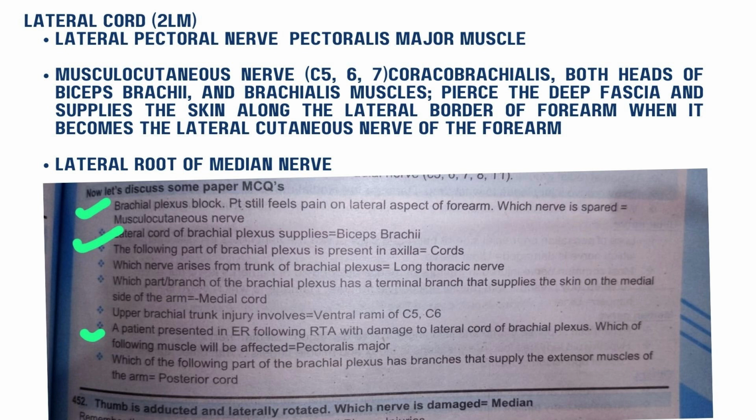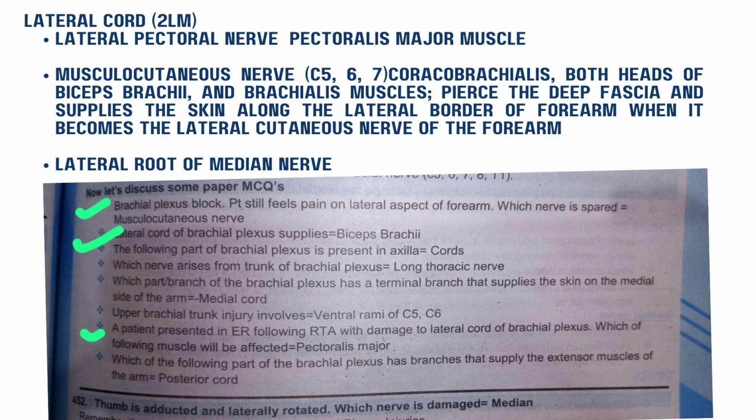So if an MCQ says there is a brachial plexus block and the patient still feels pain on the lateral aspect of the forearm, which nerve is spared? That means the lateral cutaneous nerve of the forearm is not damaged, and that is a branch of the musculocutaneous nerve. Then there is another MCQ: the lateral cord of the brachial plexus supplies which muscle? The biceps brachii is supplied by the musculocutaneous nerve, which is a branch of the lateral cord. So the answer is biceps brachii. Both heads of biceps brachii are supplied by the lateral cord.